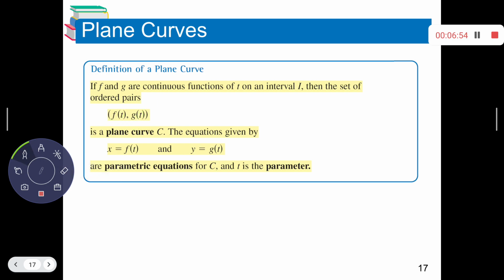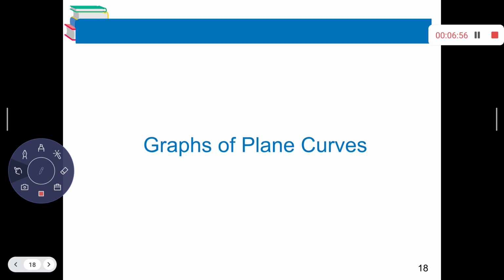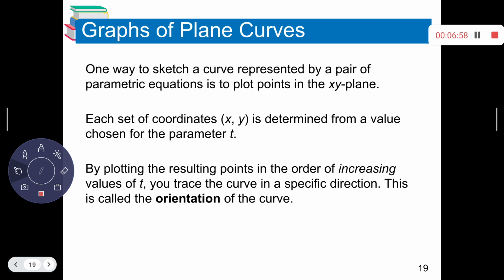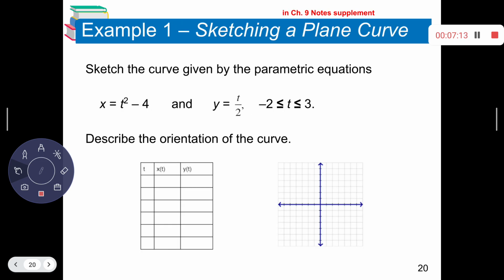Again, pause if you need to. Okay, now I think we're going to graph one. One way to sketch the curve represented by parametric equations is to plot them on the xy plane. That is what we're going to do. We're going to have certain values of t, plug them in, and find the x and y.